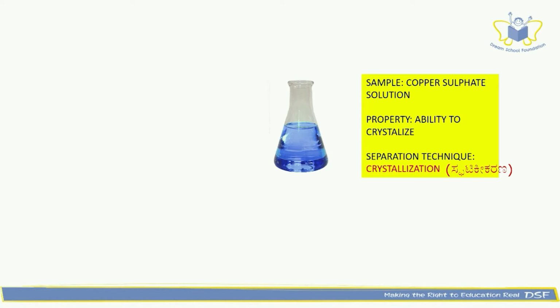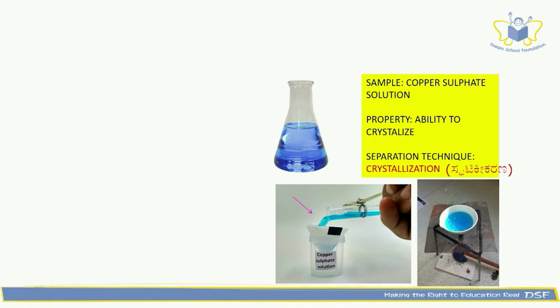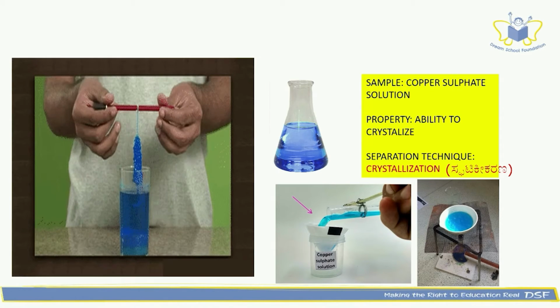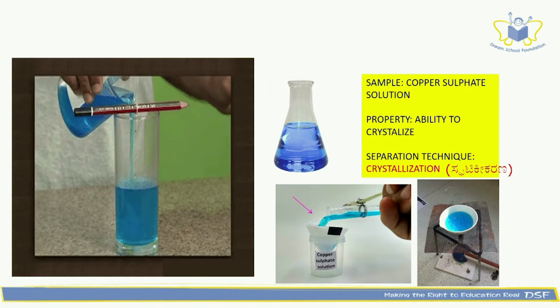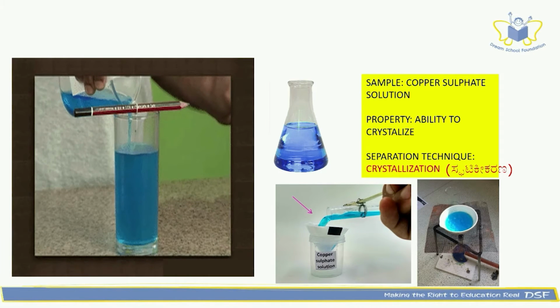Let us first filter this solution to remove insoluble impurities and then boil it to make it a saturated solution. What will happen when the saturated solution cools down? Won't the excess copper sulfate be thrown out of the solution? Here you can see pure crystals of copper sulfate forming.